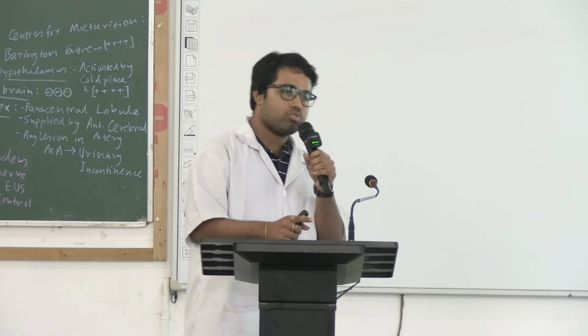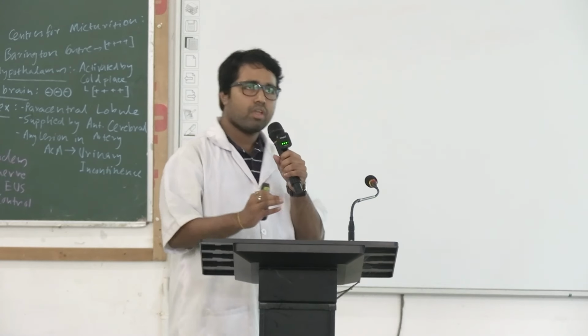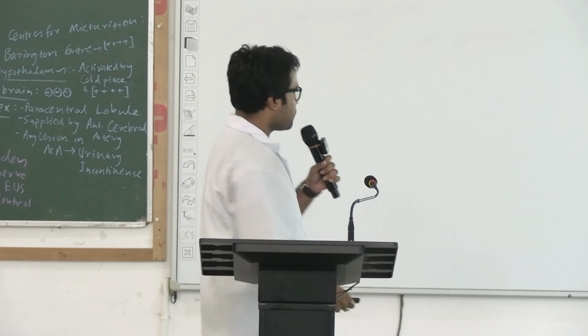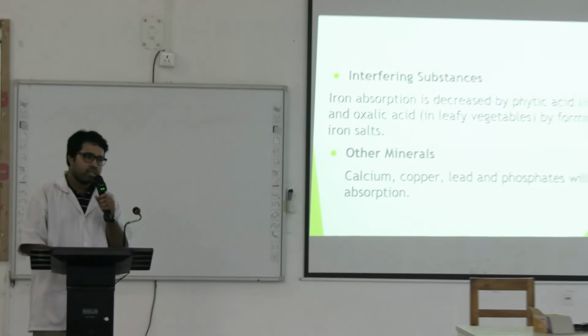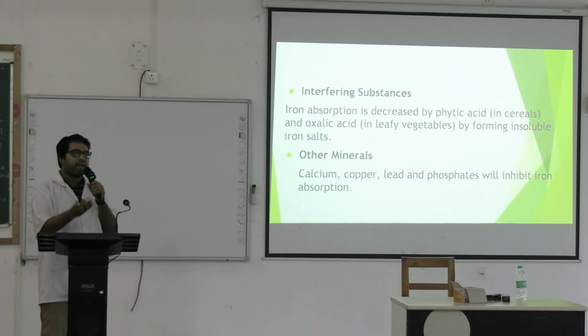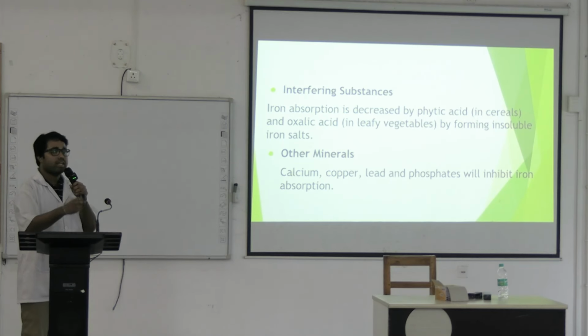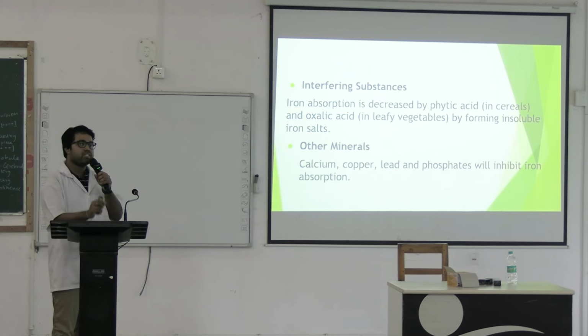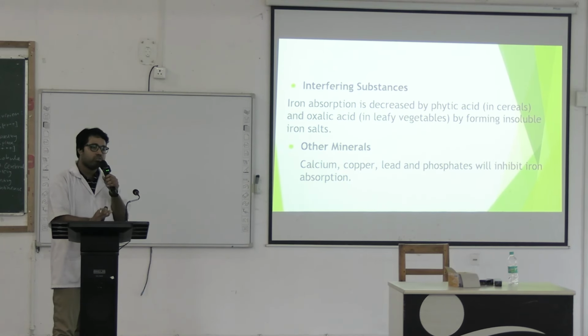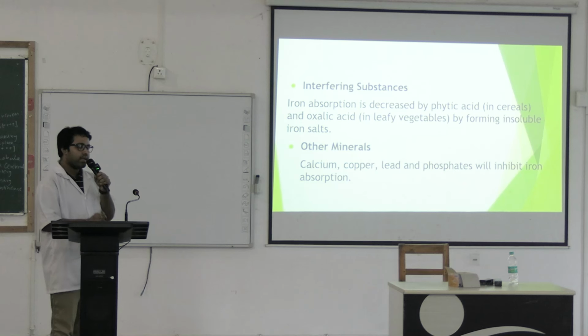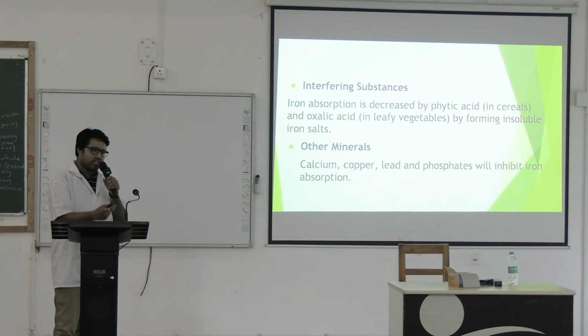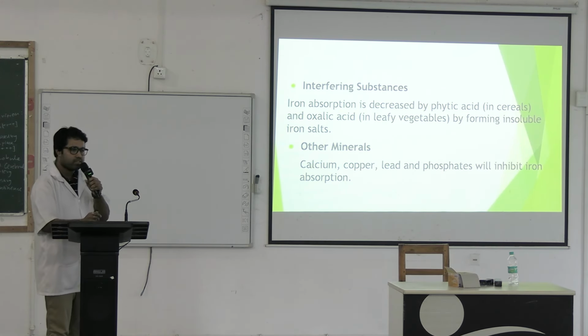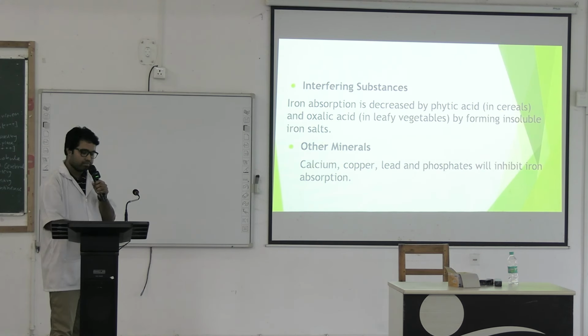Ferric ions are reduced to Fe2+ ions with the help of gastric HCl, ascorbic acid and cysteine. So these substances favor iron absorption. Now, interfering substances. Interfering substances like phytic acid in cereals and oxalic acid in leafy vegetables inhibit iron absorption by forming insoluble iron salts. Next is other minerals. Calcium, copper, lead and phosphates inhibit iron absorption.